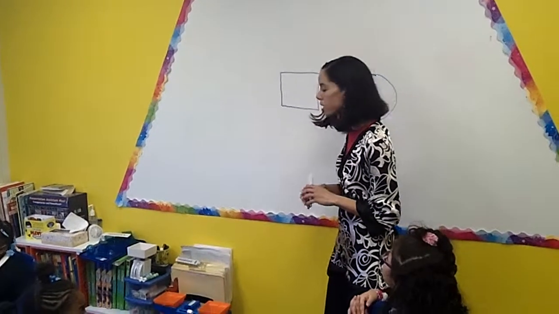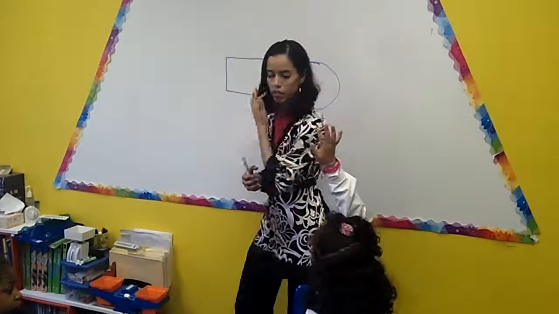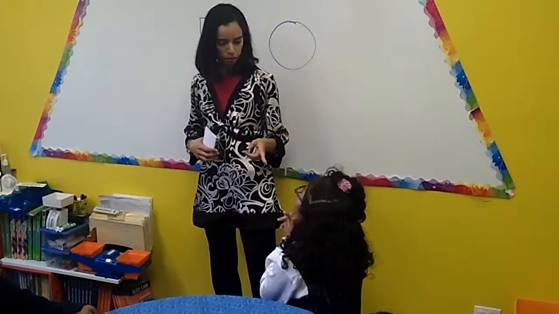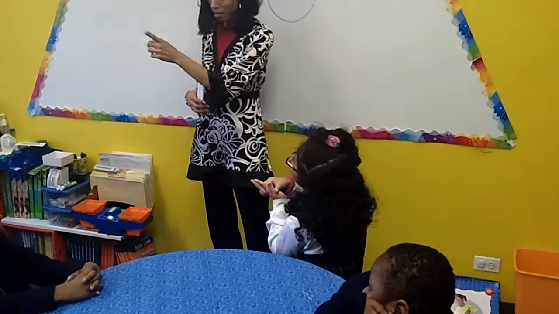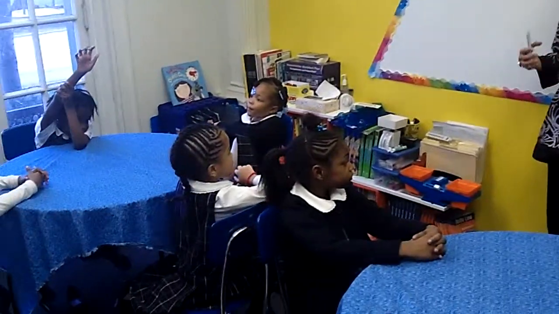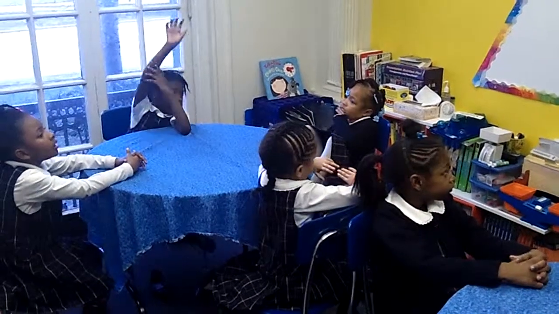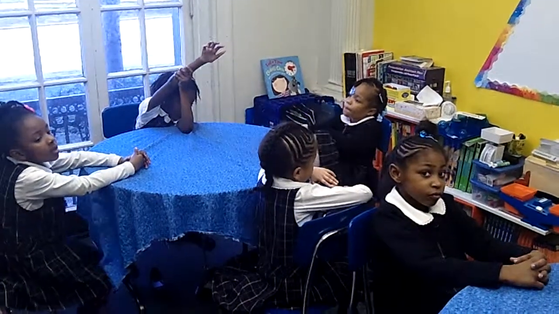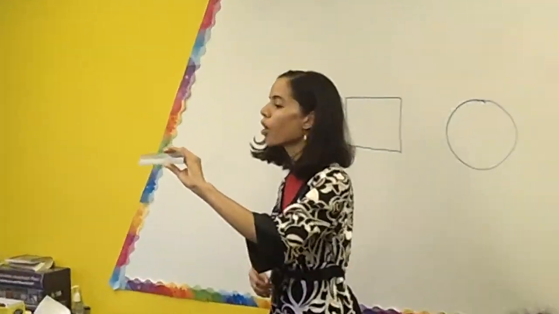Starting off with, if I want to measure how long something is, what can I use? Tape measure. Okay, we can use a tape measure for something really, really long. What if it's something that's not so long? What do I call this? A ruler.